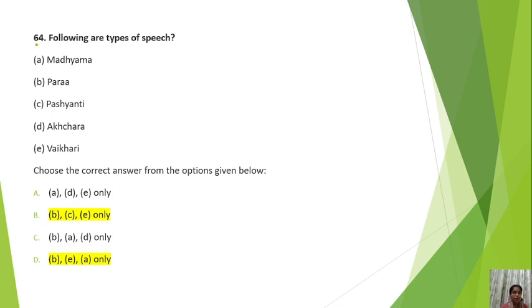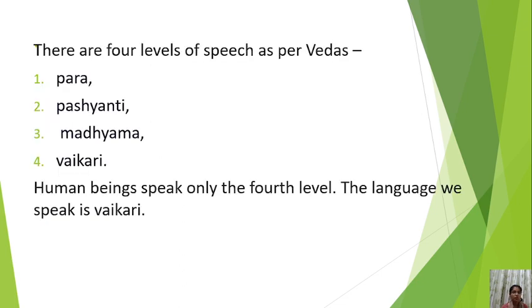I have highlighted 2 options because the 4 are types of speech according to Vedas, that are Madhyama, Para, Pashanti and Vakhari. Akshara is not type of speech. Let me show you. There are 4 levels of speech as per Vedas. Para. Para is transcendental, which is beyond. According to Vedas, how we communicate with each other, there are 4 levels. Para, it is beyond our imagination. I mean, it is something transcendental.